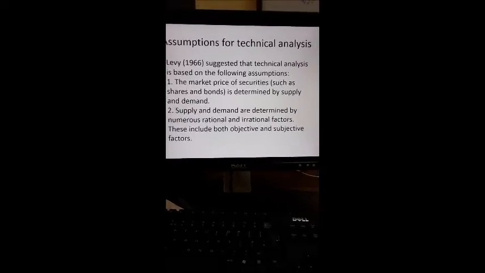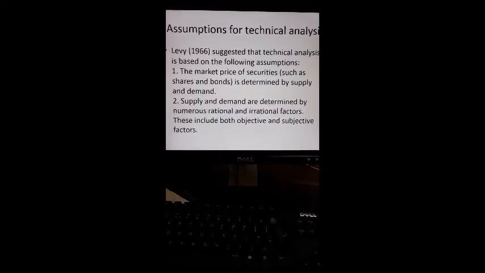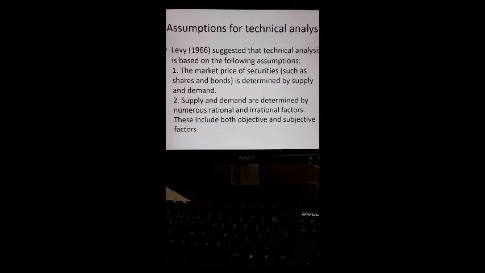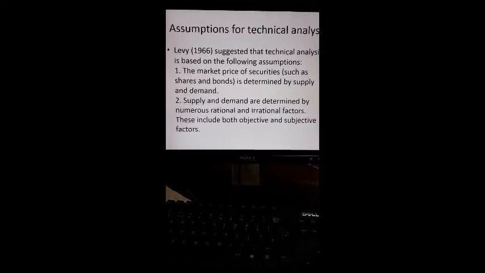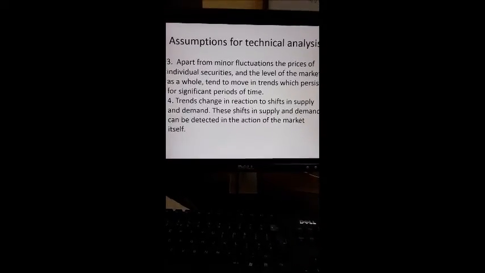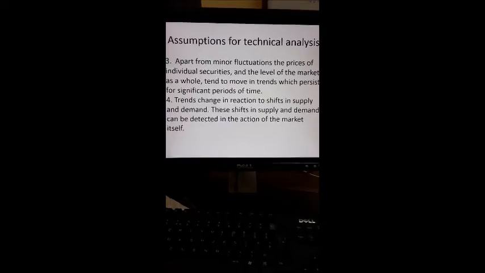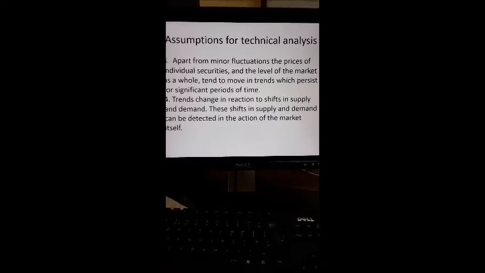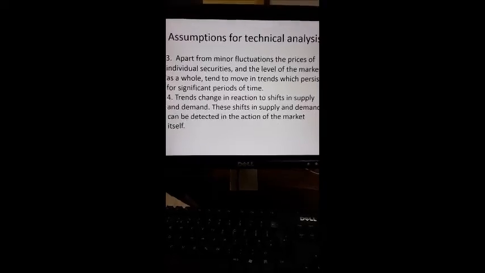made by technical analysts. So, the assumptions of technical analysis. These were suggested in 1966 by Levy. The first assumption is that the market price of securities such as shares and bonds is determined by supply and demand. So they assume that the price will be determined by supply and demand. Number two, they say that demand and supply are determined by numerous rational and irrational factors, which include both objective and subjective factors. Number three, apart from minor fluctuations, the prices of individual shares or securities and the level of the market as a whole tend to move in trends which persist for a significant period of time. So there is fluctuation, but the trend, up or down, tends to persist for a certain period of time.